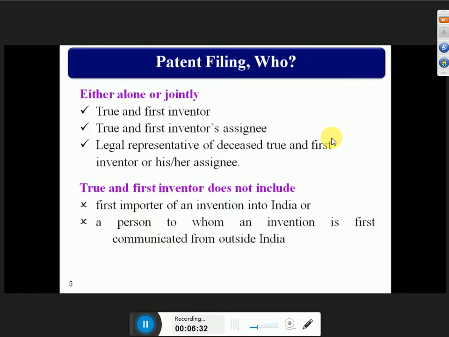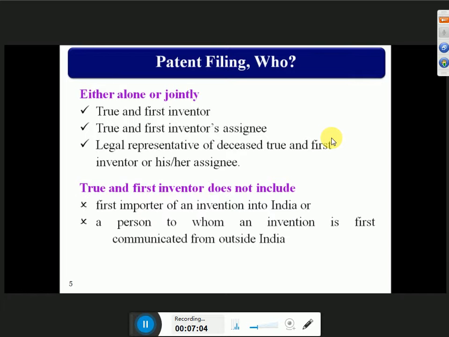Or you can be the true and first inventor's assignee. For example, I invented something, but I don't know how to write a patent application or how to communicate with the Patent Office India. Then I can assign someone on behalf of me. He or she can communicate with the Indian Patent Office as far as my invention is concerned, because I don't know how to write the patent application.